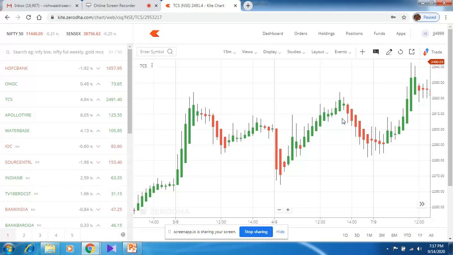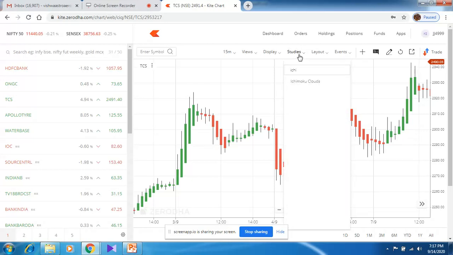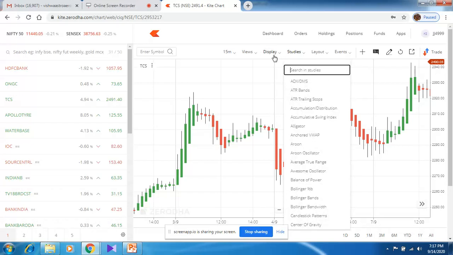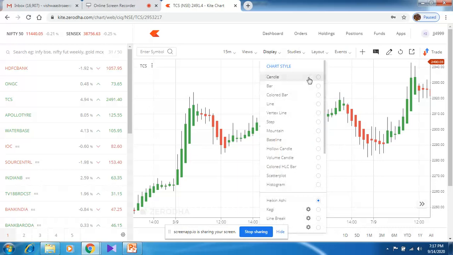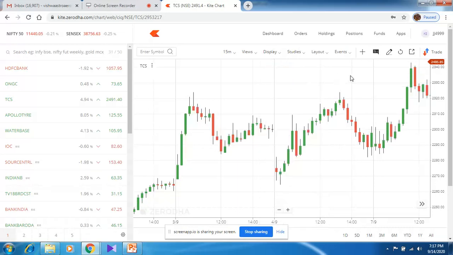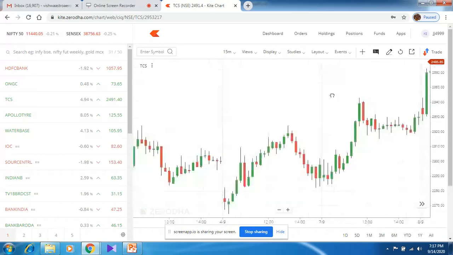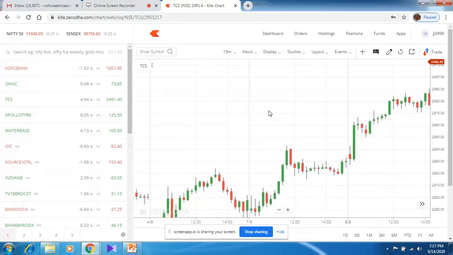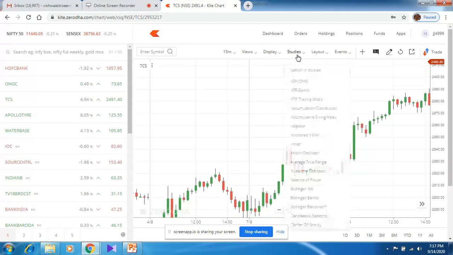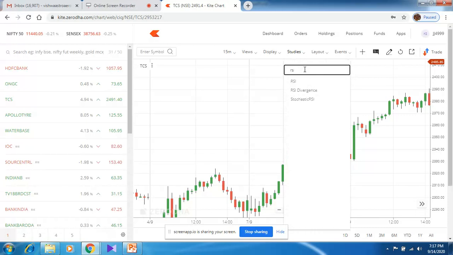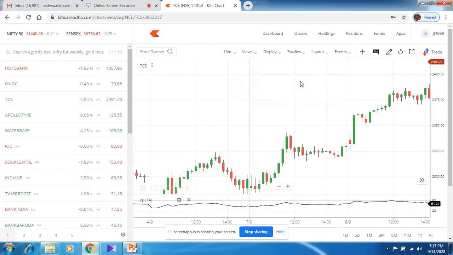So moving on, now we will see about the next indicator called RSI. But before that, we will delete this and move on to a simple candle chart style. This is the candle chart style which we are following. So we'll come back to studies and type RSI. It is the RSI indicator.